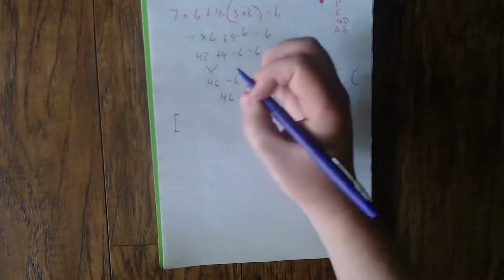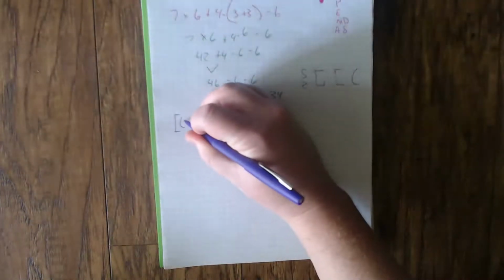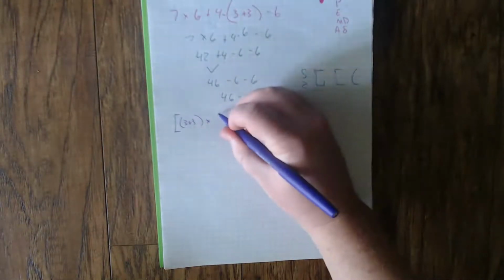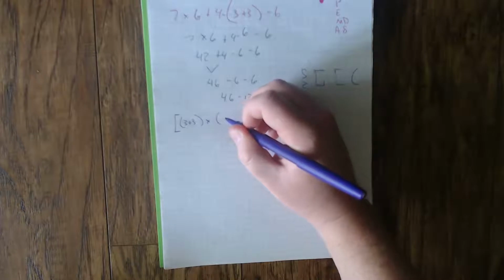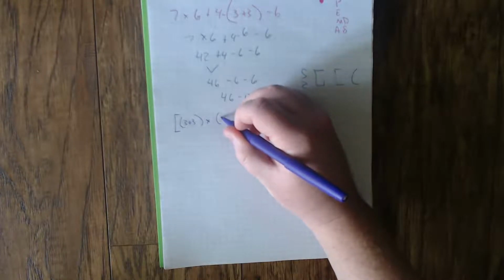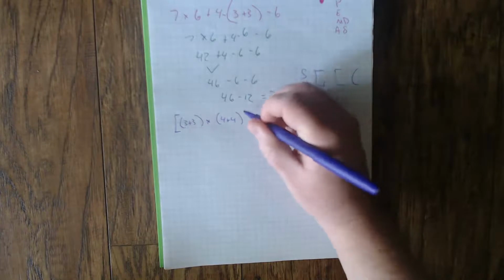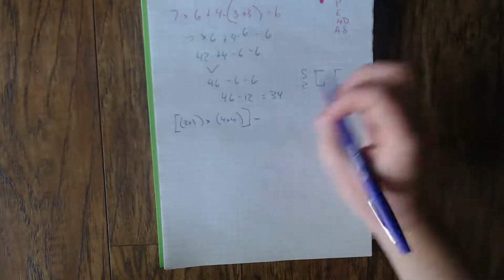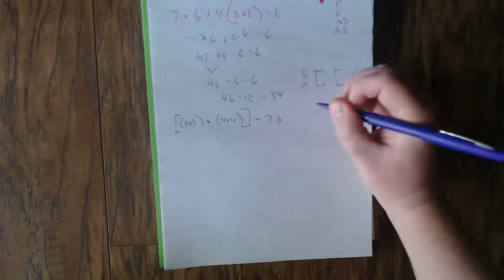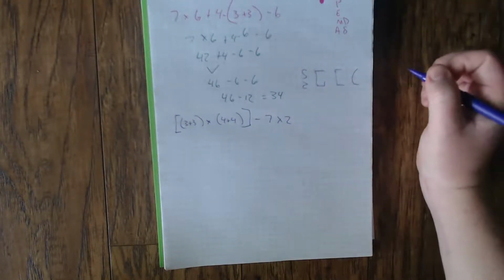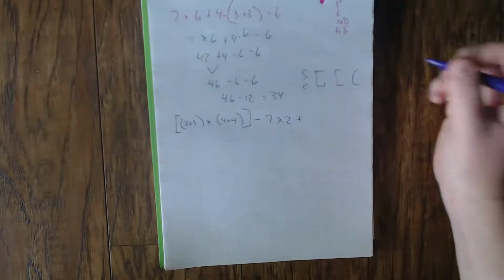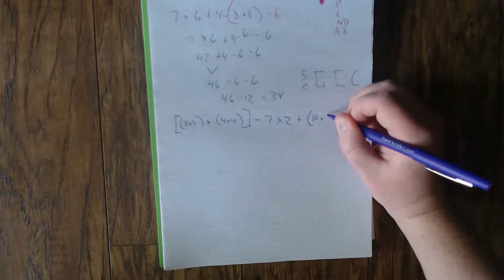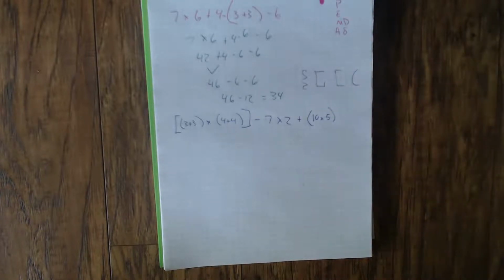So I'm going to do a bracket, and then I'm going to do 3 plus 3 in parentheses times, let's do, 4 plus 4, and then bracket, and then minus 7 times 2 plus, and you know what, let's add another parenthesis, 10 times 5. Okay.